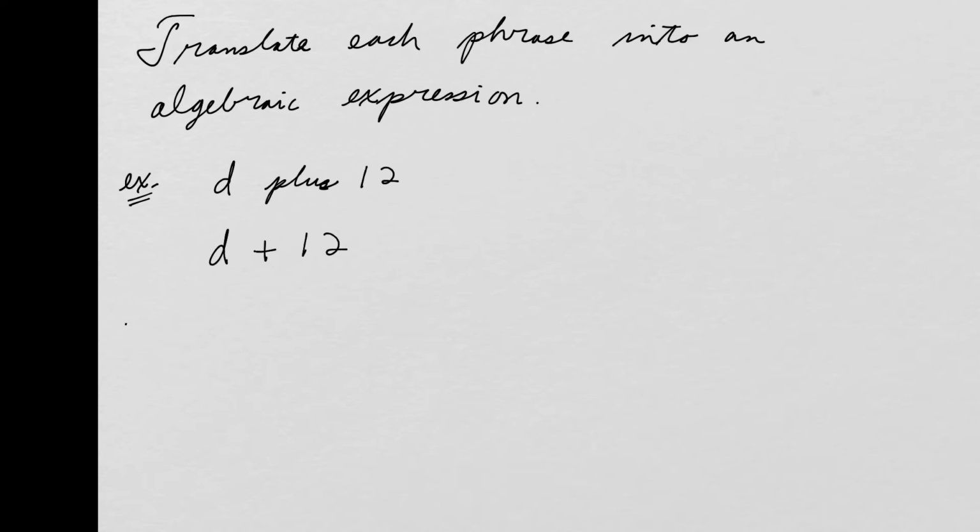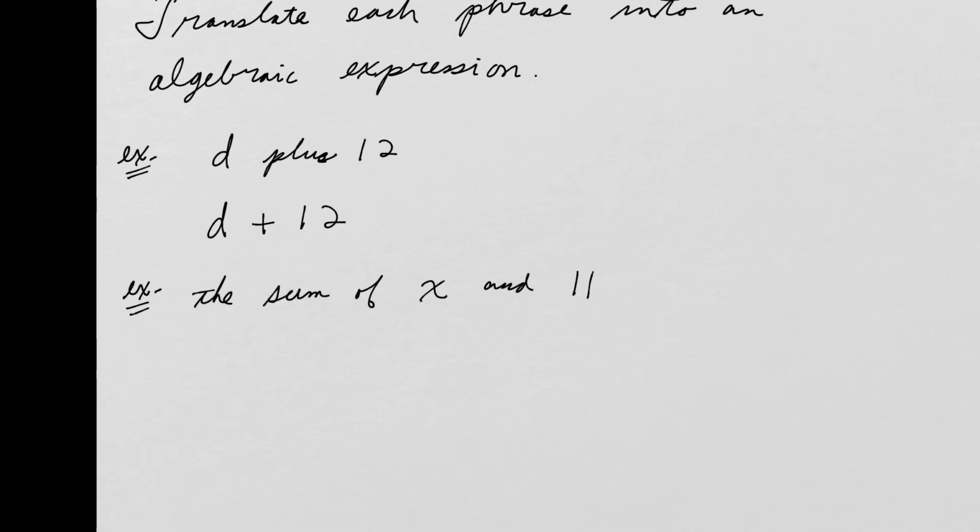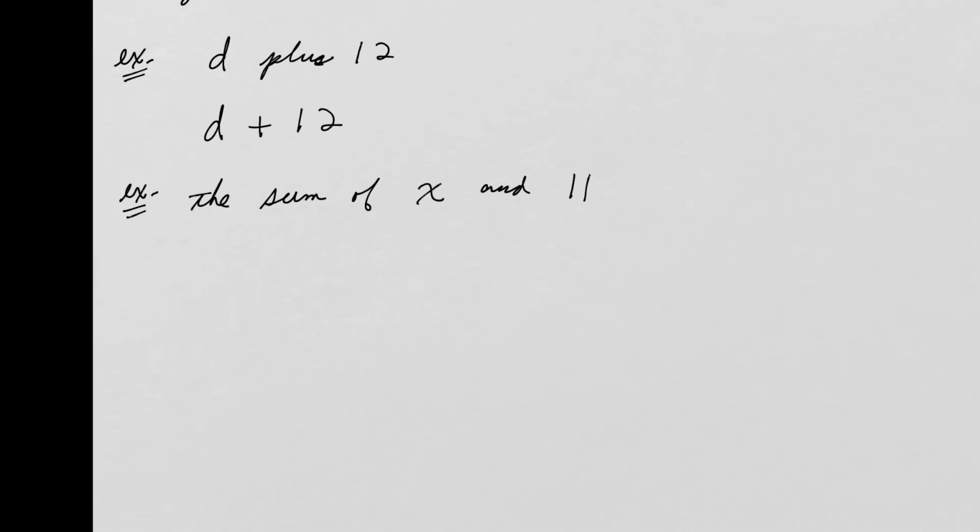How about this? What if I write the sum of x and 11? Then you have to recognize the sum is basically the result of adding two numbers together. So the sum of x and 11 would be x plus 11. That would be the algebraic expression.